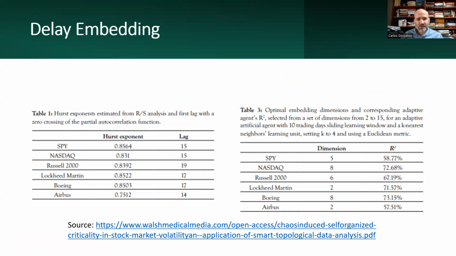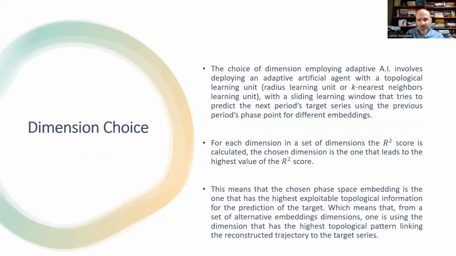For the Russell 2000, it is a big lag, and we saw that to reach this lag, it followed the power law decay. We saw this previously when we revisited the article online. For Lockheed Martin, we got a lag of 17, and for Boeing as well, and a lag of 14 for Airbus. So these are the lags that were used in the reconstruction.